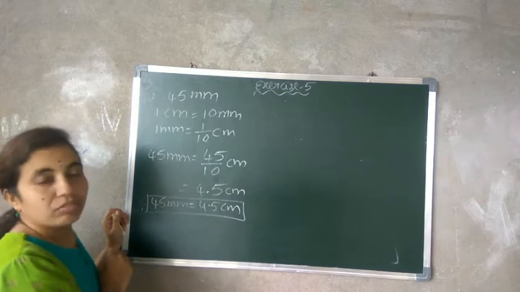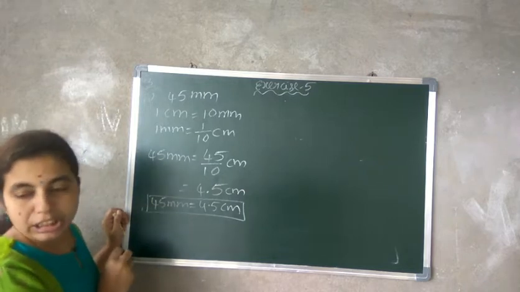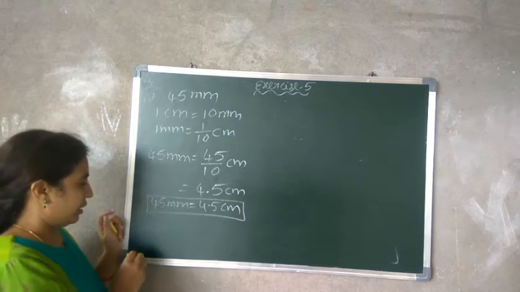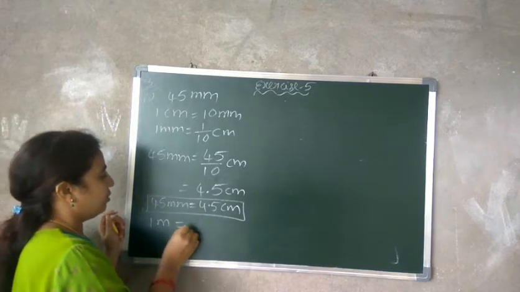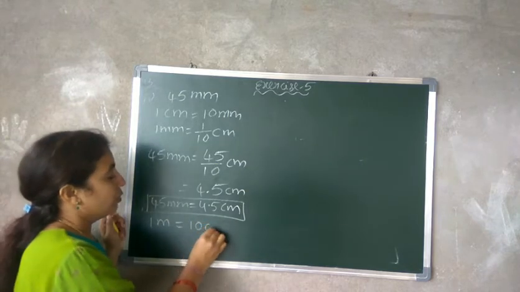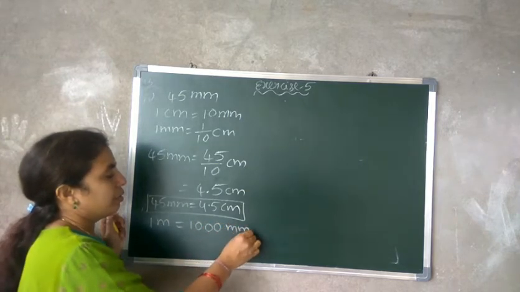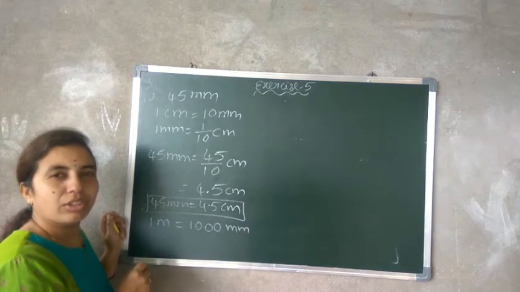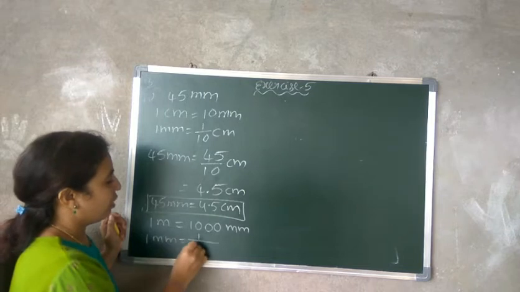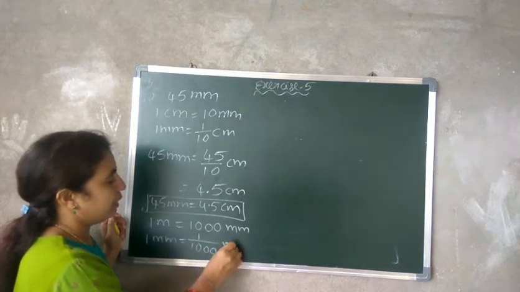Okay, then what have they given? We have to convert this into meters. Again, 1 meter is equal to how many millimeters? 1 meter is equal to 1000 millimeters. So 1 millimeter is equal to 1 by 1000 meters.